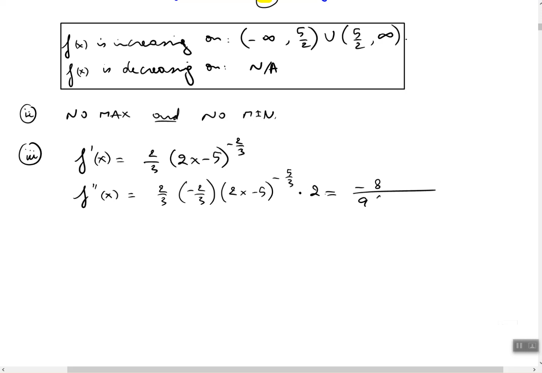And since the power is negative, let's just put the 2x minus 5 on the denominator and make it positive 5/3. So now the question is, what makes the f double prime equal to 0? What makes it undefined? Let's go ahead and write that down and answer those questions.